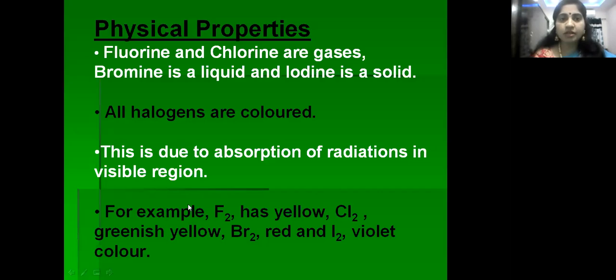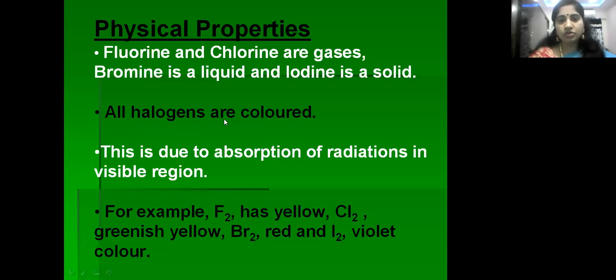Next, coming to the physical properties, fluorine and chlorine are gases, bromine is a liquid, and iodine is a solid. Very important, children. Gases, liquids, and solids are all present in this group. Fluorine and chlorine are gases, bromine is a liquid, and iodine is a solid.